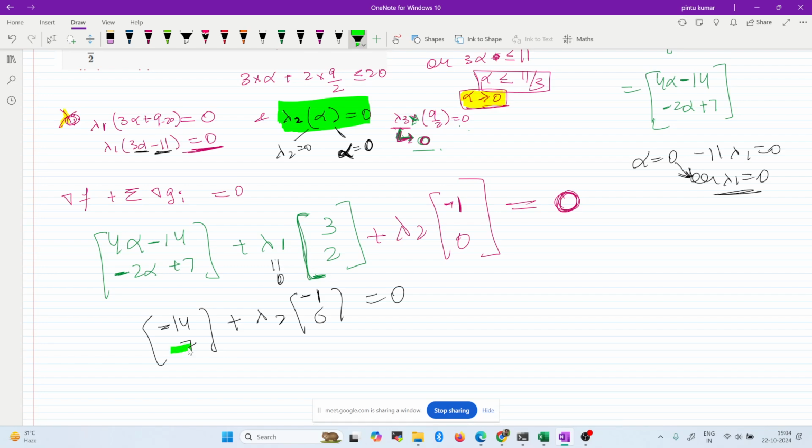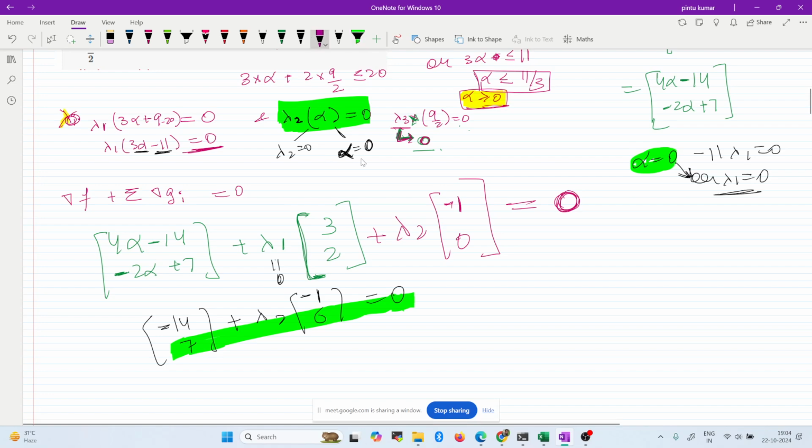If you look at the second row, this is 7 plus 0 is equal to 7, right? So this is actually not possible at all. Okay, so that means this condition that alpha is equal to 0 is not possible. So the only option that we have left is lambda 2 is equal to 0. So we can just eliminate this thing, that lambda 2 is equal to 0.